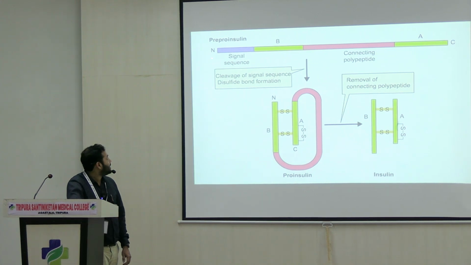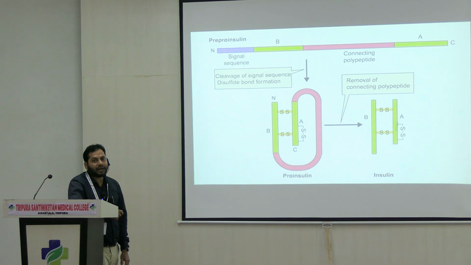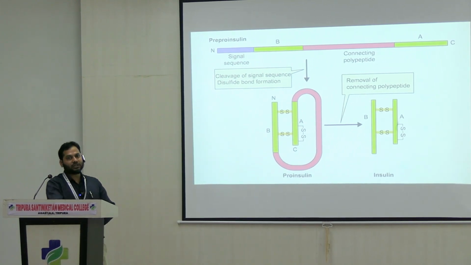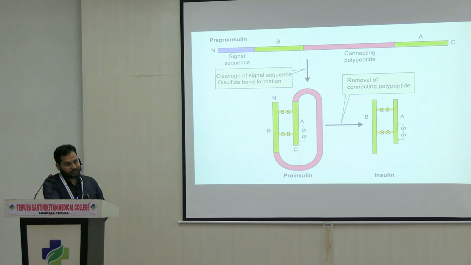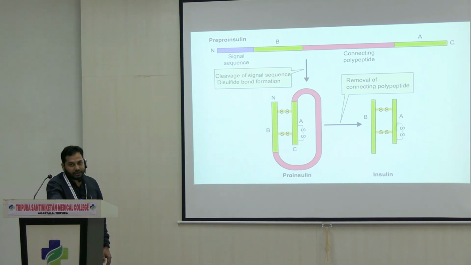So here, this preproinsulin is not the active form. To become active, it must go through some catalytic events. In these catalytic events, some important enzymes are involved in the process. Here you can see the first event that takes place is the cleavage event. The cleavage causes the separation of the signal sequence from the preproinsulin.